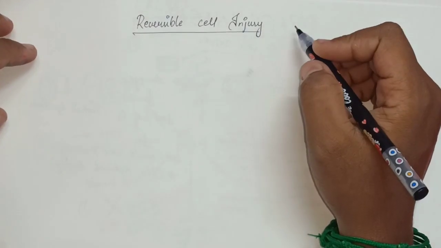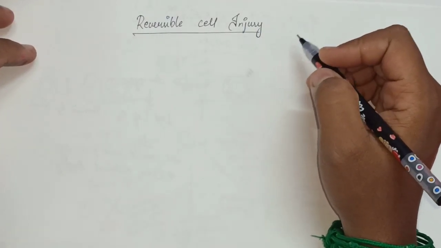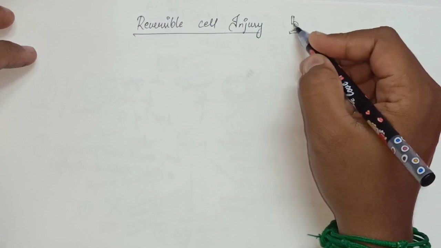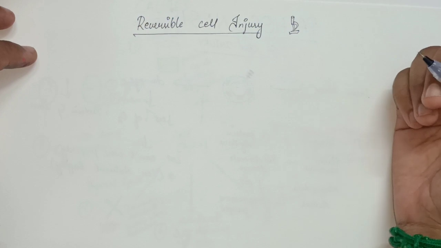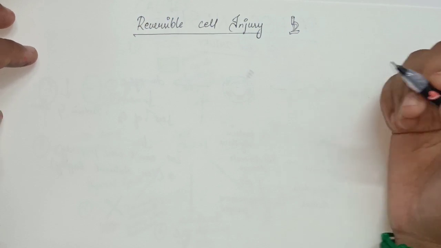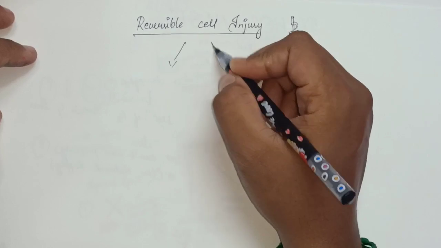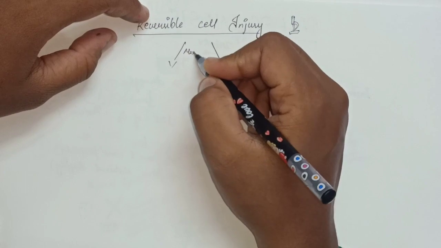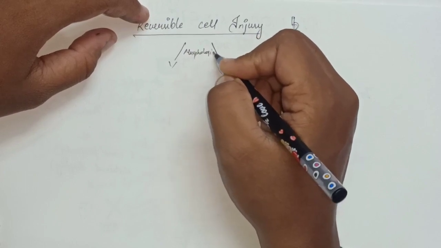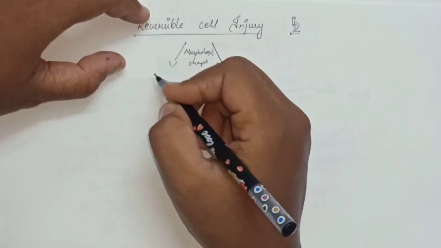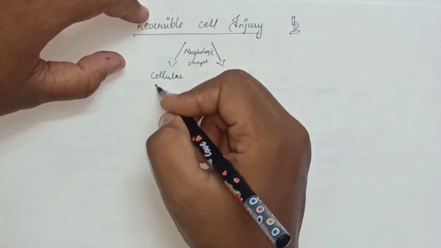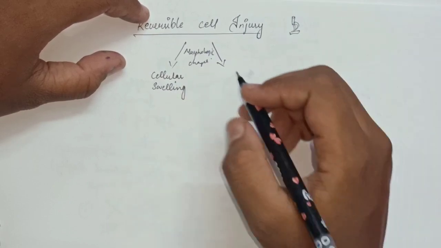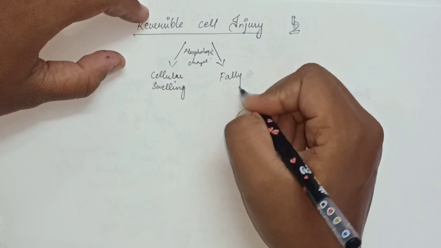Let's see the reversible cell injury in detail. In this class, the irreversible cell injury will be seen in the upcoming videos. First, in reversible cell injury, if you look under the microscope, you'll see morphological changes first. The morphological changes include two things: the first one is cellular swelling, and the second one is fatty change.